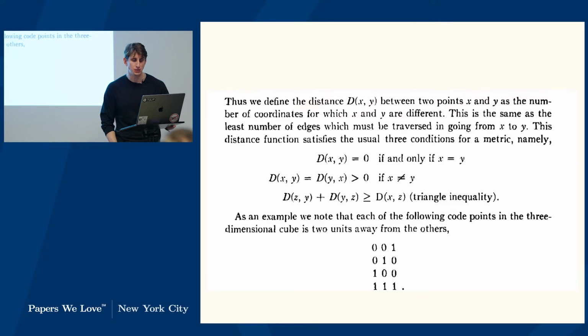The idea of a Hemming distance is pretty straightforward, right? Take 2 bit strings. The number of bits that are different between them is going to be your Hemming distance. So between 2 points, x and y, the distance is how many bits are different.